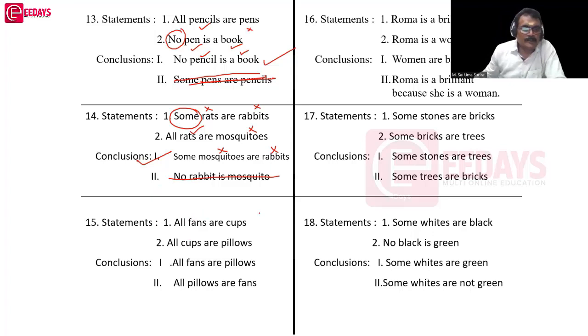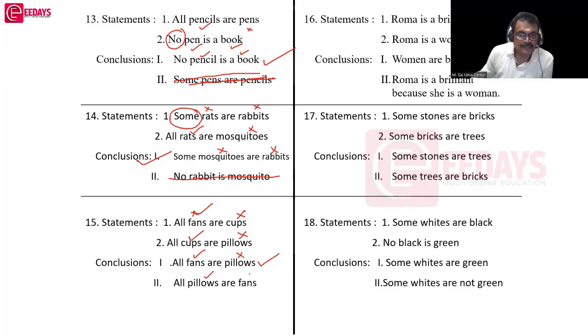Next, all cups are fans. Fans distributed, cups not distributed, cups distributed, pillows not distributed. Middle term cups. So, middle term should not be there in the conclusion. Now, this is a very important one. All fans are pillows. So, the first one is a valid mediate inference.